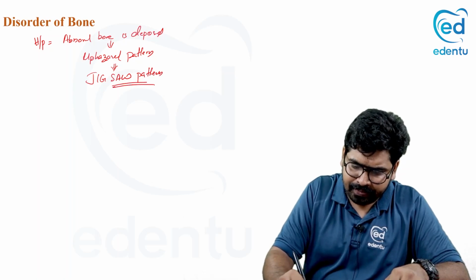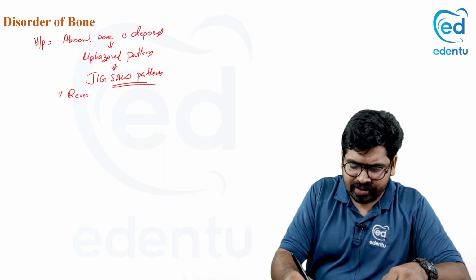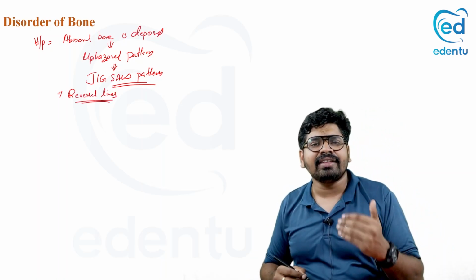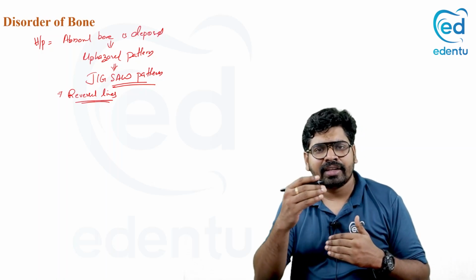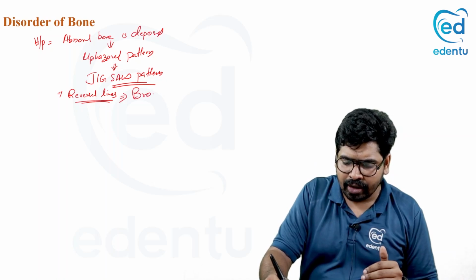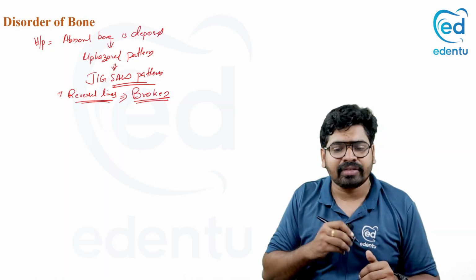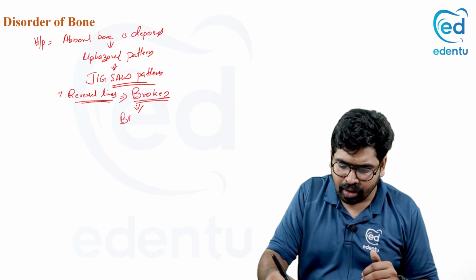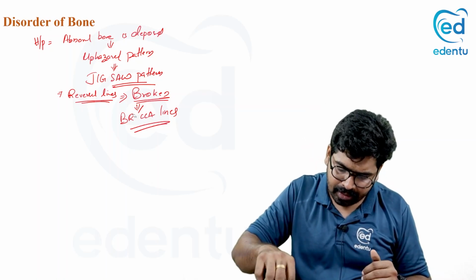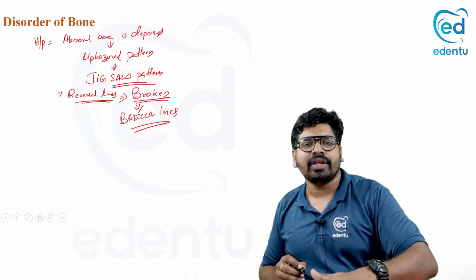And there's a presence of reversal lines. What are the reversal lines? The reversal lines are the lines which demarcate the newly formed bone from the old bone. These broken reversal lines in Paget's disease are known as BRCA lines. BRCA lines are seen. This is about the histopathology.